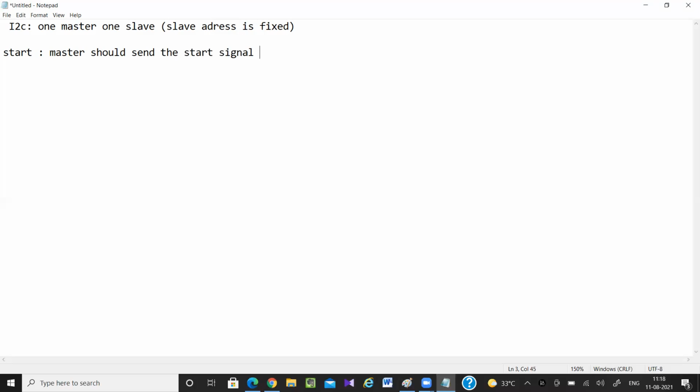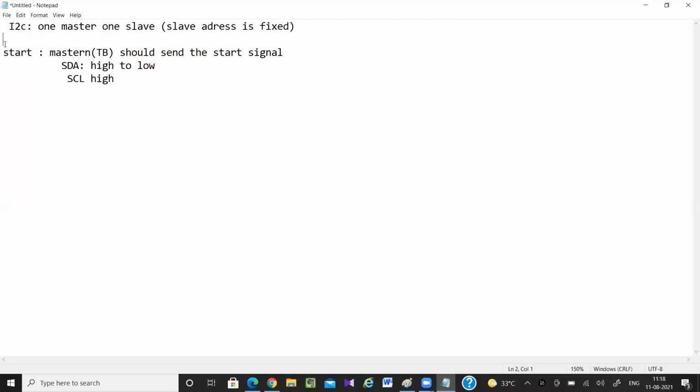In this project, the master is your test bench and you are designing the slave. So master should send the start signal. Start signal means SDA should go from high to low when your SCL is high.